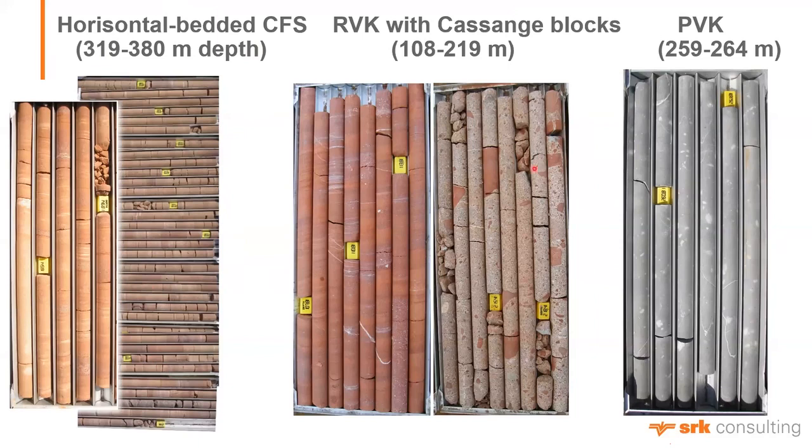Here's RVK with Cassange blocks. That's basically Karoo sandstone or Karoo siltstone. It's this reddish color over here. It's the country rock, and it forms a diluent inside the RVK. And then once you get to depth, you get to these primary volcaniclastic kimberlites, very uniform, good magnetic signal, clean rock. And that's often what you want to determine the grade and diamond quality of, but in this case, it's very difficult to reach.